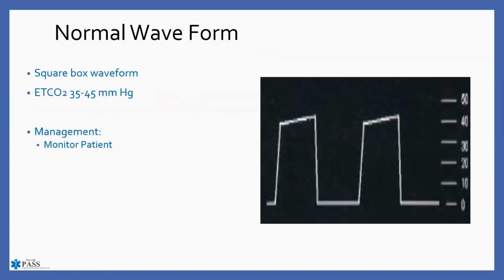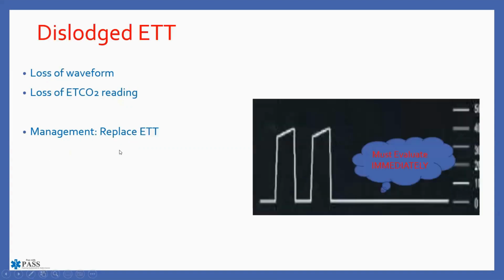All right, so normal waveform. I told you before, if you have any variation of a square on your waveform, then we know that the tube is through the glottis in an intubated patient. So square box waveform, it may be difficult for you to see your numbers down here, 0 all the way up to 50. So if we're looking here on this far right peak, that number, if I drew a straight line across, is probably like 41, maybe 42, something like that, which tells us that it's within a normal range. End-tidal CO2, 35 to 45. The management here is simply to monitor the patient.